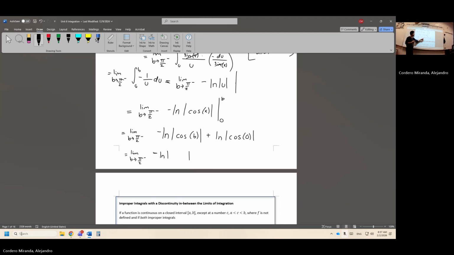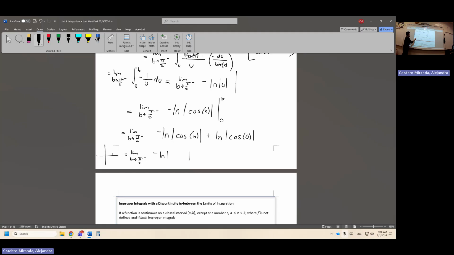Cosine. Okay, if b is going to pi over 2, then cosine is going to where? Well, what's the cosine of pi over 2? 0. Yeah, and it's approaching pi over 2 from numbers smaller than pi over 2. So it's going to 0, but from positive numbers.